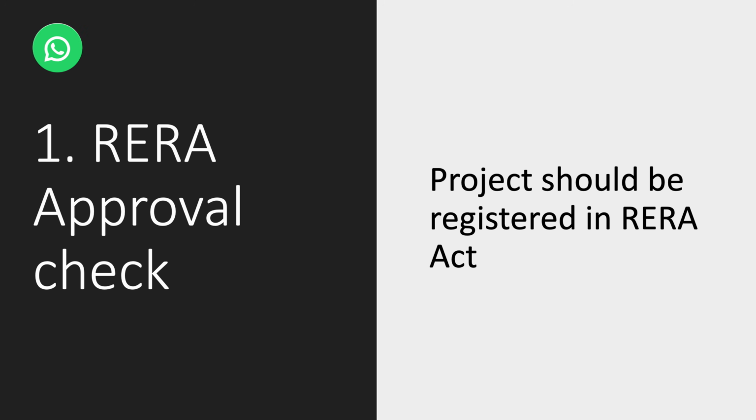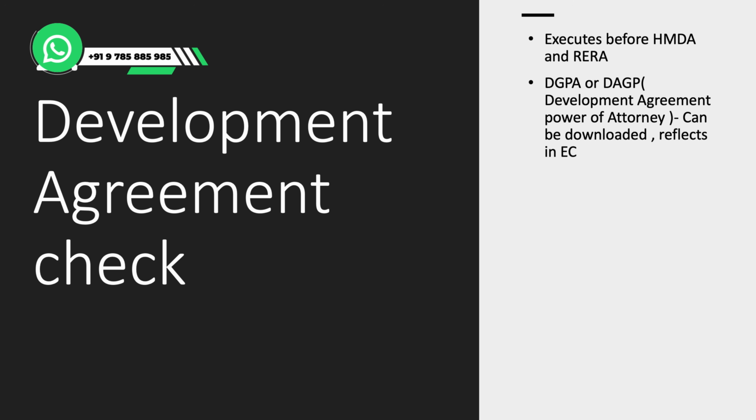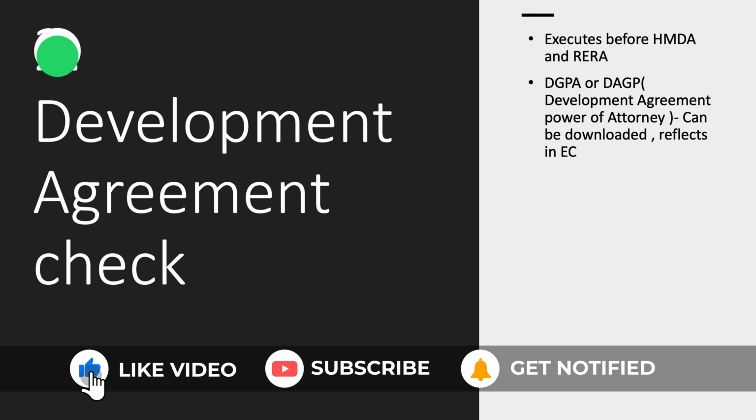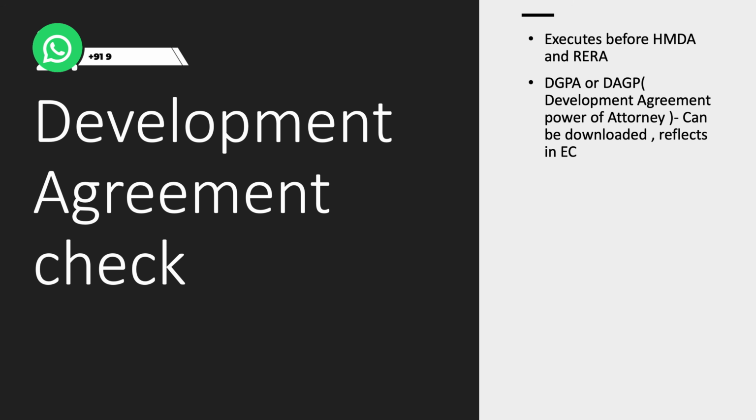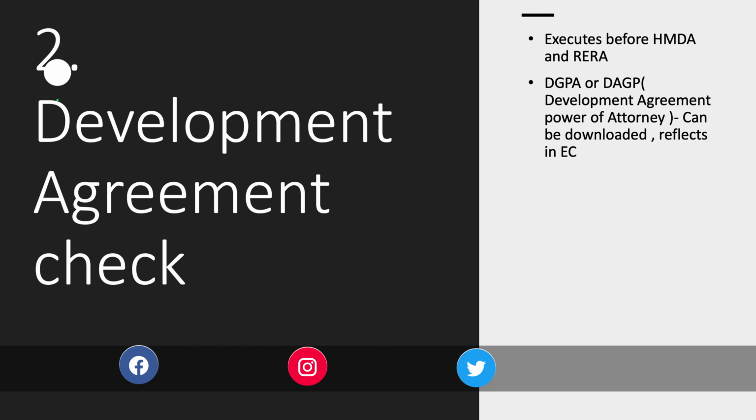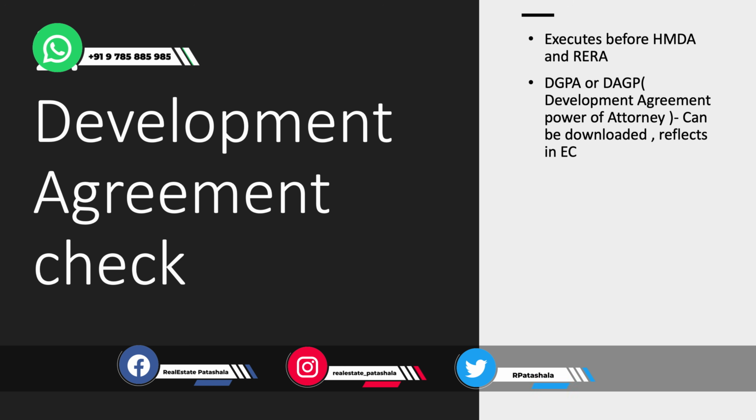Number one is the RERA approval check. For any project you are entering, you should check on the RERA website whether the project has received RERA permission, that is, whether it is registered under the RERA Act. The second thing to check is the development agreement. Check that this document is registered at the SRO. You can download it from the government website, or it will reflect in the EC as well. If somebody is not sharing these documents, you can pay some amount and get the document downloaded.